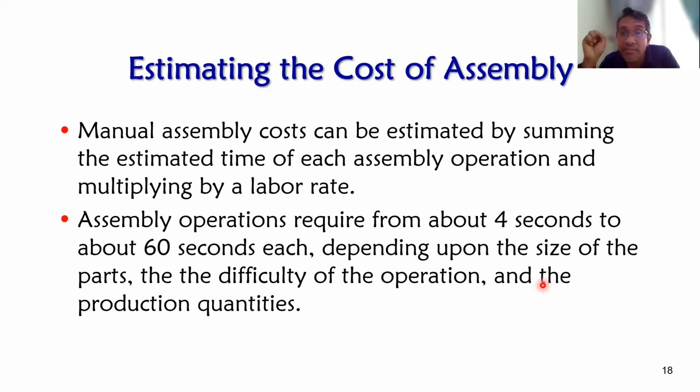So we can get the assembly cost. Assembly operations require from 4 seconds to 60 seconds each, depending on the product, because some products may take more than that. It depends on the size, the part, the difficulty of the operation, and then the product quantity. So we need to calculate the assembly cost.